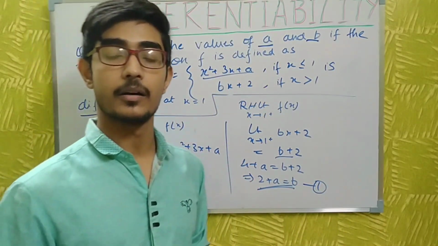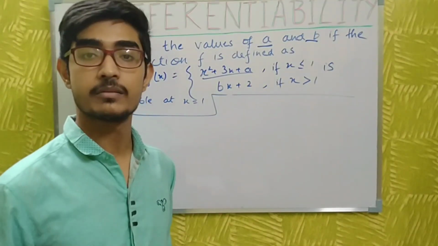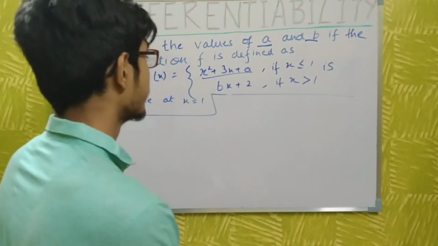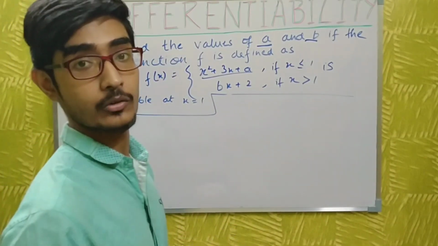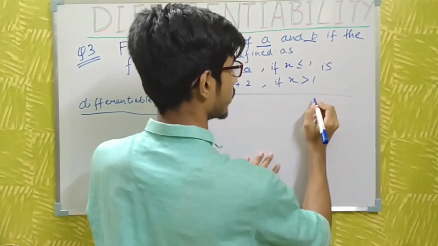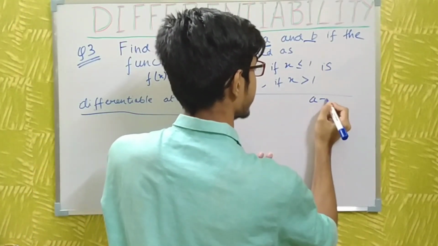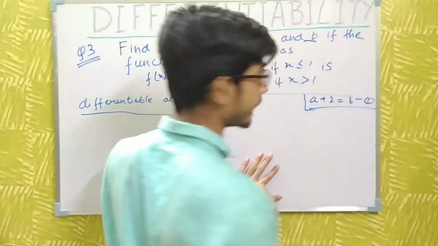Now let me solve the differentiability of this function. From the differentiability of this function I can find one equation in a and b, and by solving simultaneously I can find the values of a and b. So from the continuity I find that a plus 2 is equal to b. This is equation 1. So I am writing it here.